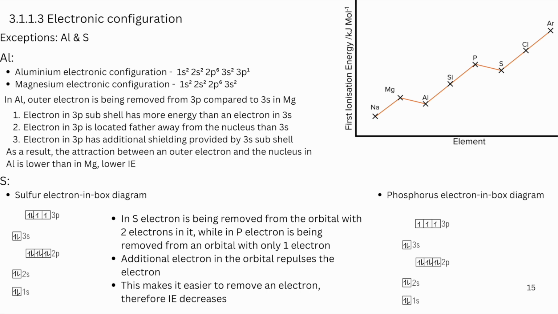In the case of sulfur, it is even simpler. If you have a look at sulfur's electron in box diagram, the electron is being removed from the 3p subshell, from an orbital with 2 electrons in it, compared to phosphorus, where the electron is removed from an orbital with only 1 electron in it. This additional electron repels the electron being removed, which makes it easier to remove an electron in sulfur than in phosphorus. Therefore, sulfur has a lower ionization energy than phosphorus.